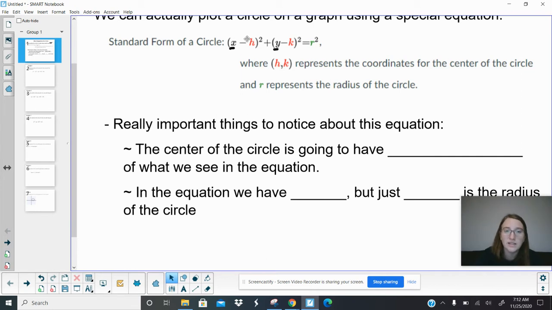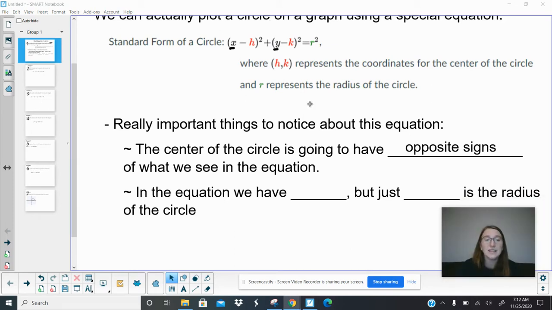Because in the parentheses here, it goes x minus h, but just h is the center of the circle, or at least the x coordinate for the center of the circle. What ends up happening is the center point is going to have opposite signs of what we see in the equation. This minus here is going to flip the sign, so that our center is actually the opposite of what we see, but we'll practice that in a bit.